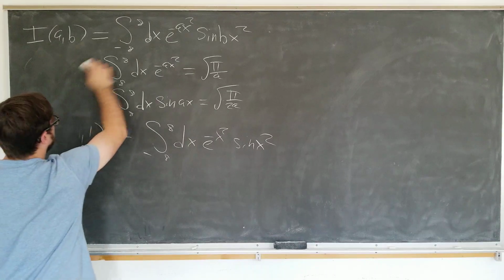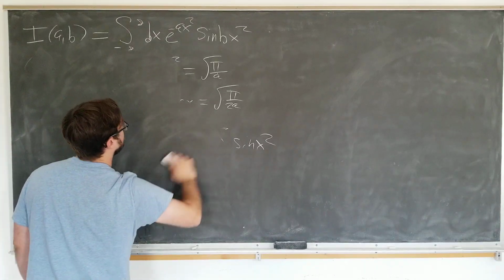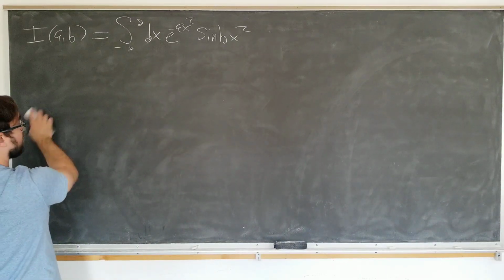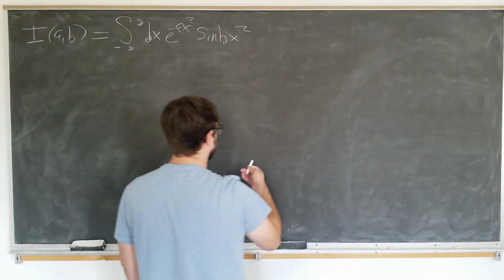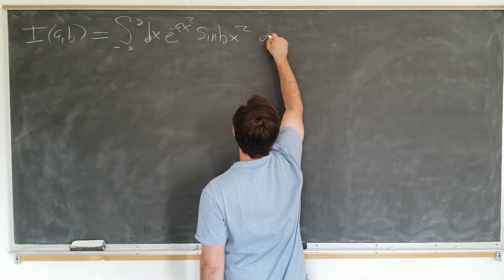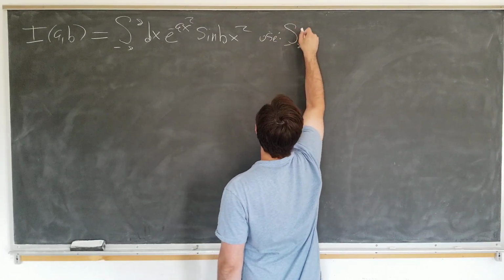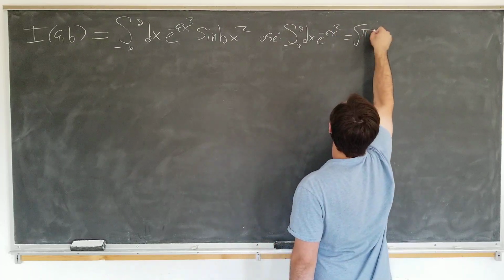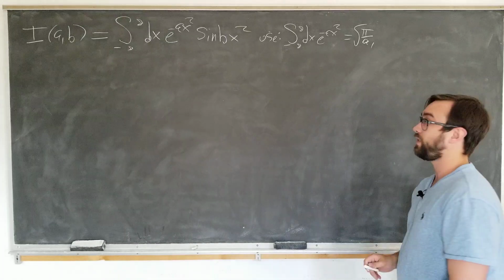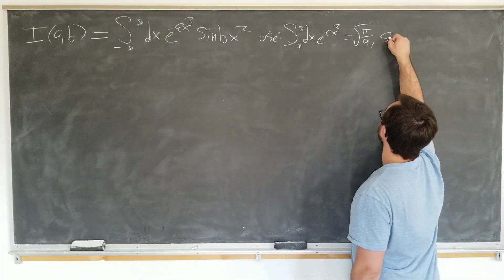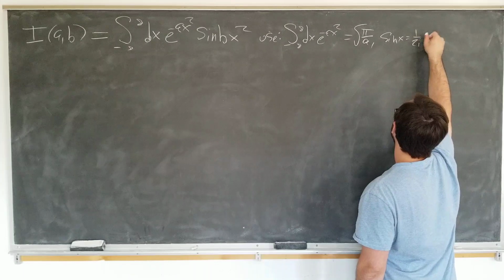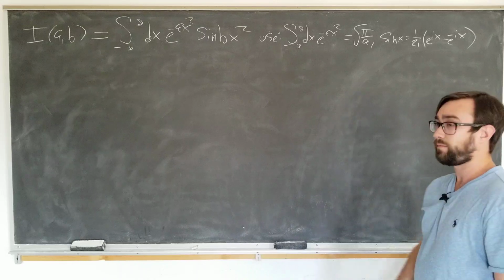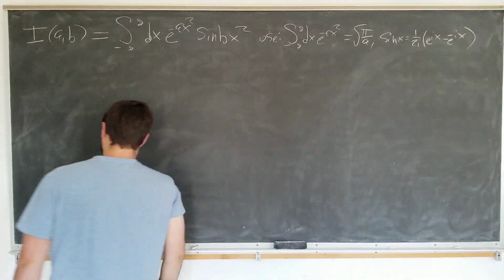We're going to need a few things to do this. We're not going to need the results of the Fresnel integrals, but we are going to need the Gaussian. So we're going to be using this integral. And we're also going to be using the complex version of the sine. So sine x is 1 over 2i times e to the ix minus e to the minus ix. Yep, that's all we need actually. It's pretty straightforward from here.